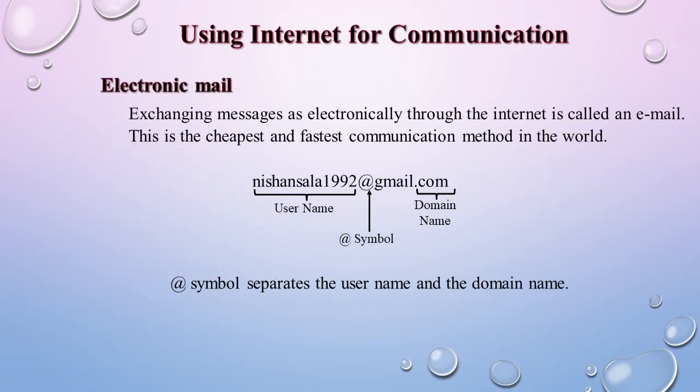Using the Internet for communication. Electronic mail. Exchanging messages electronically through the Internet is called email. This is the cheapest and fastest communication method in the world. An email address has three main components: username, @ symbol, and domain name. The @ symbol separates the username and the domain name.